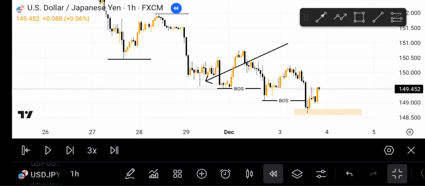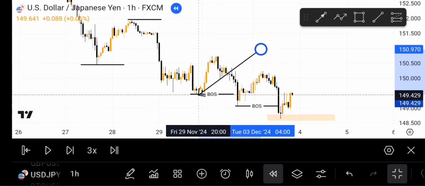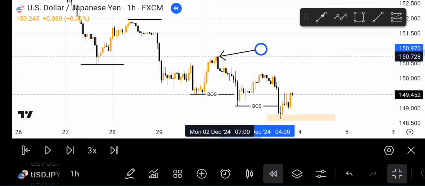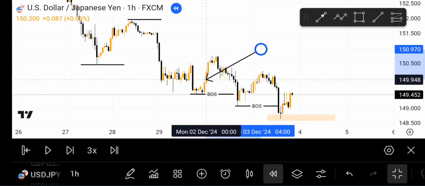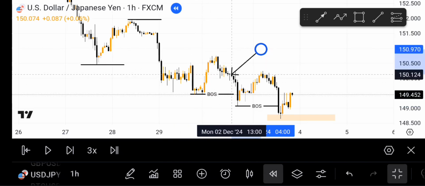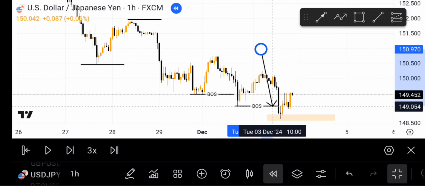And after that, the market created a proper low and a proper lower high, simply because after this low was created, the market gave us a convenient retracement and continued to break structure, trending to the downside.